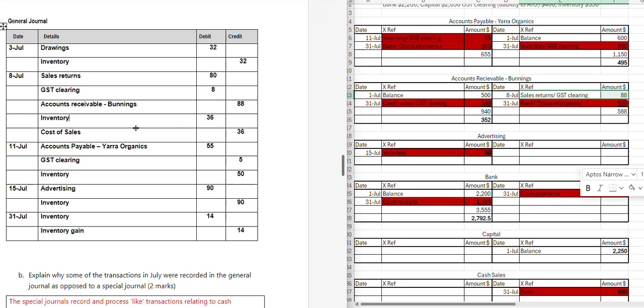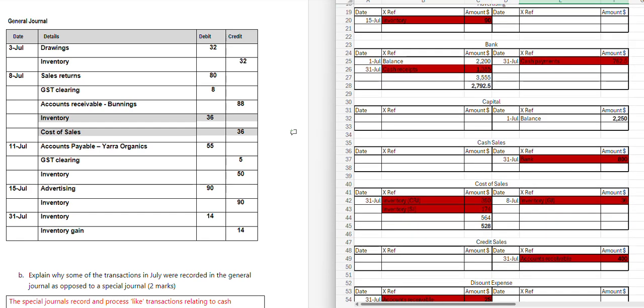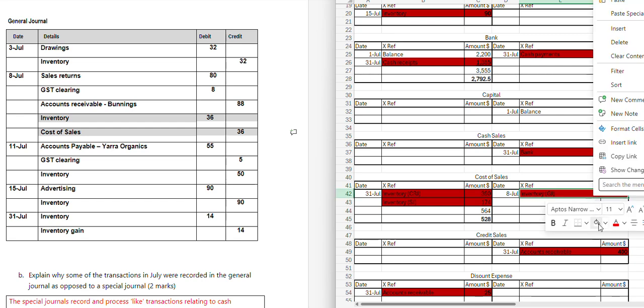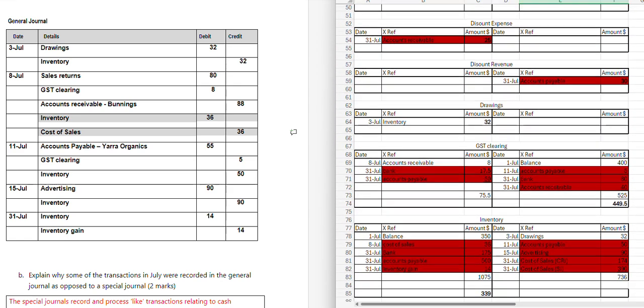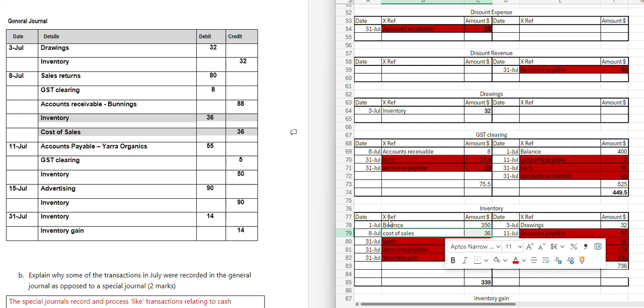Let's deal with the cost price effect, which is down here on the left. We've got $36, reducing our cost of sales and topping up our inventory. So if we go to our cost of sales account, we have a credit entry because it's like a sale in reverse. And we're going to cross-reference that with inventory. And when we get down to our inventory account, we're going to debit that because the inventory is coming back in. And again, it tells you here what to cross-reference, the other account affected by the debits and credits in your GJ.